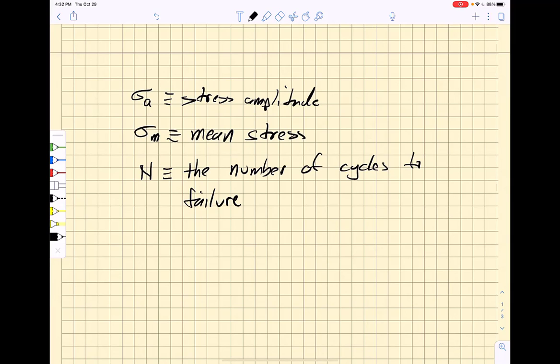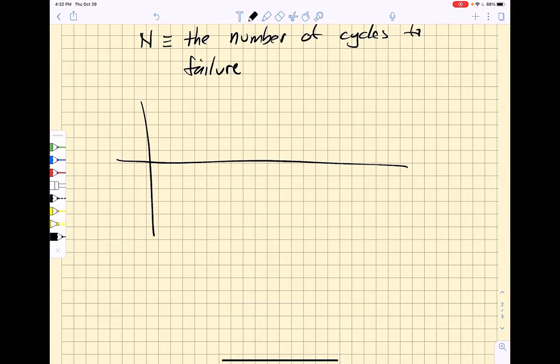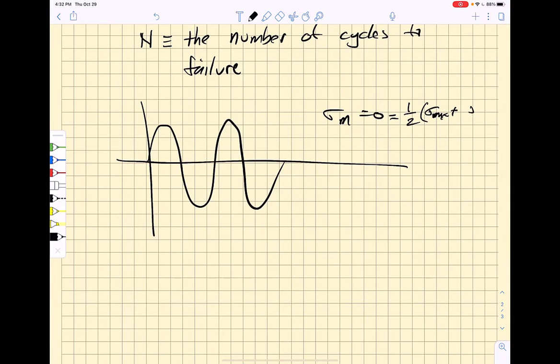So if you were to look at that cyclic load, in this case it's pretty simple because our mean stress is going to be equal to 0. And how do we find that mean stress in general? It's 1/2 the maximum plus the minimum stress.